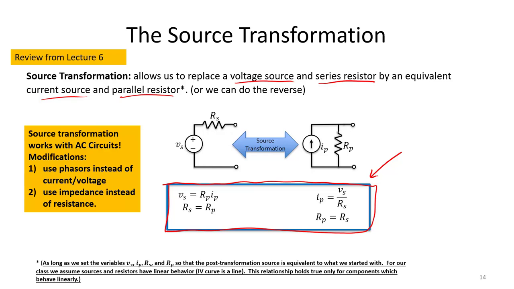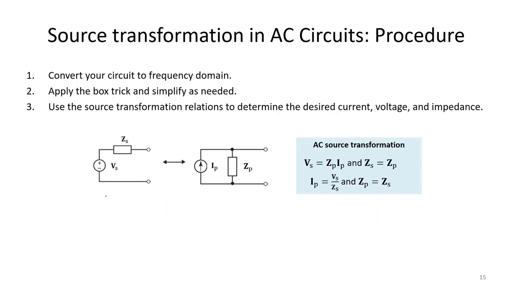So it turns out that source transformation also works with AC circuits. And we'll see that there's only two small modifications that we need to make. First, we use phasors instead of current and voltage. And then, instead of using resistance, we use impedance. Let's take a look at how source transformation works in AC circuits. You'll see the procedure is basically the same as what we had learned in Lecture 6.